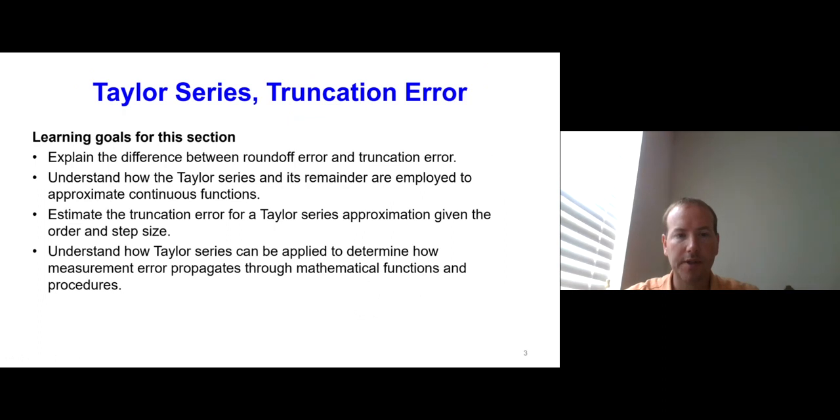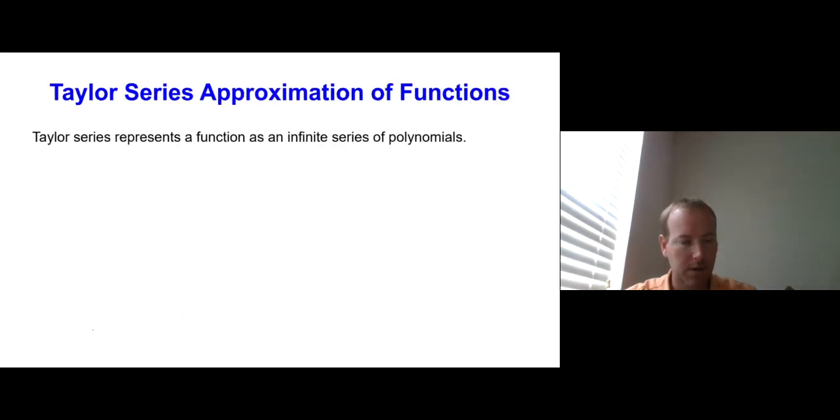So the learning goals for this section are to understand the differences between truncation error and round-off error, and to look at how we use Taylor series to estimate mathematical functions, and finally to look at how those approximations generate error and how that propagates through the procedures that we'll do. So a Taylor series can exactly represent a function as long as you use an infinite series of these polynomials.